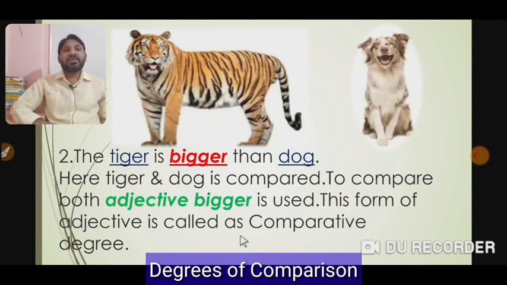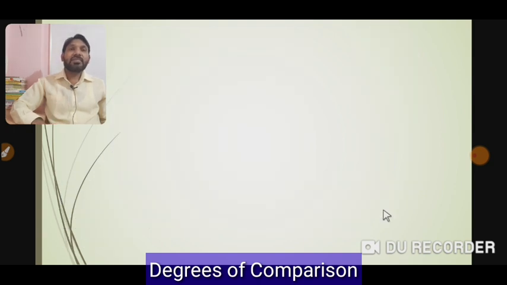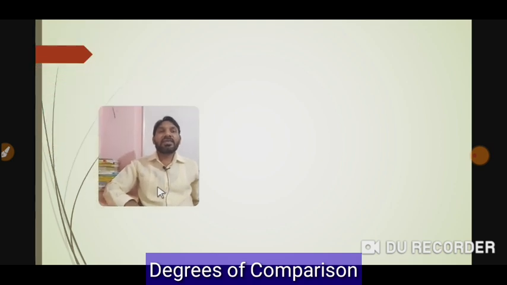Okay boys, do you understand? See here, one of the important things you have to mind is that in comparative degree only two things, places or persons can be compared. Okay. Now next here.